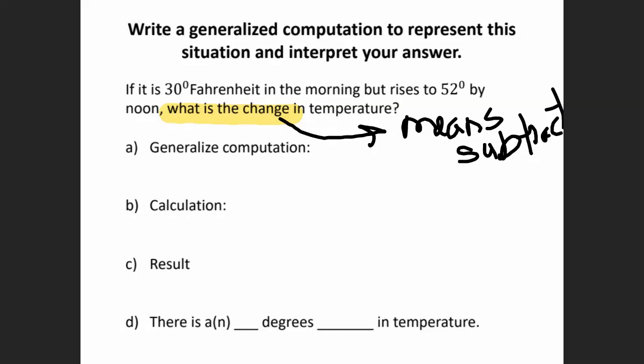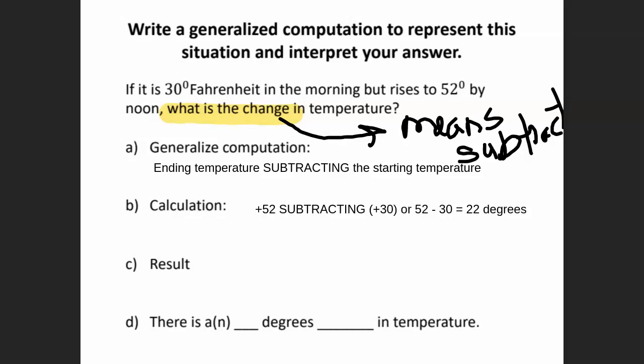which means we are taking the ending temperature and subtracting the starting temperature, which means we are taking a positive 52 and subtracting a positive 30, or 52 minus 30 equals 22 degrees. So the result is 22 degrees.